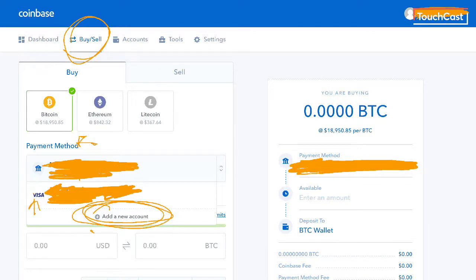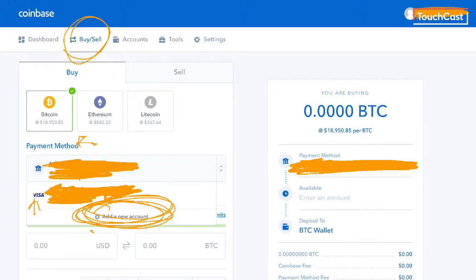Now, when you do it, it's going to take a little bit of time because it's going to have you put in your information for your credit or debit card. And then it's going to say it needs to verify your identity. It's going to have you take a picture, I believe, of the front and the back of your driver's license, for example. And once you upload it, they're going to send you an email saying, hey, your identity has been verified. You can go back in, add new account, and then add the credit debit card.